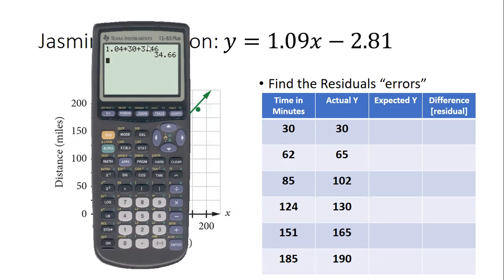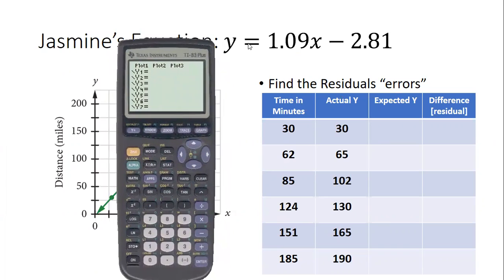So the first way we did it was with the graph. Guess what we're going to do this time? We're going to use a table feature. I'm going to go to y equals. And this time, what is Jasmine's equation? 1.09x. Show a neighbor that you have put in y equals 1.09x minus 2.81 before we go on.